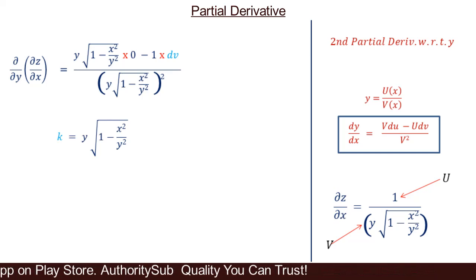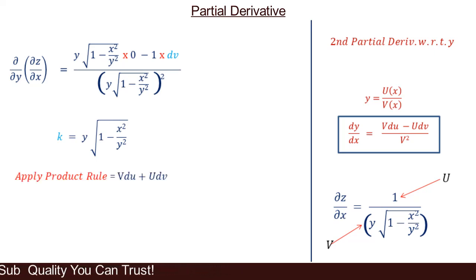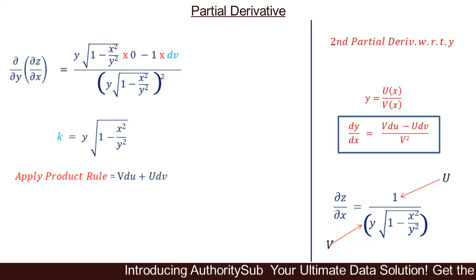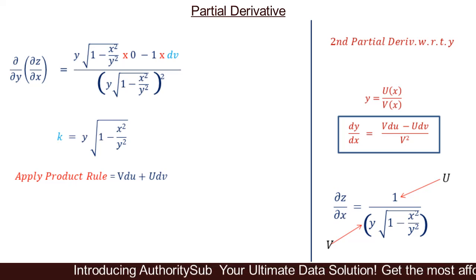Now, look at this carefully. You see that we have y, square root of 1 minus x squared all over y squared. We are going to apply the product rule. How? We are going to differentiate y multiplied by the square root of 1 minus x squared all over y squared, plus differentiate square root of 1 minus x squared all over y squared times y. Are we together? That is the product rule. Look at it. U dv plus v du.